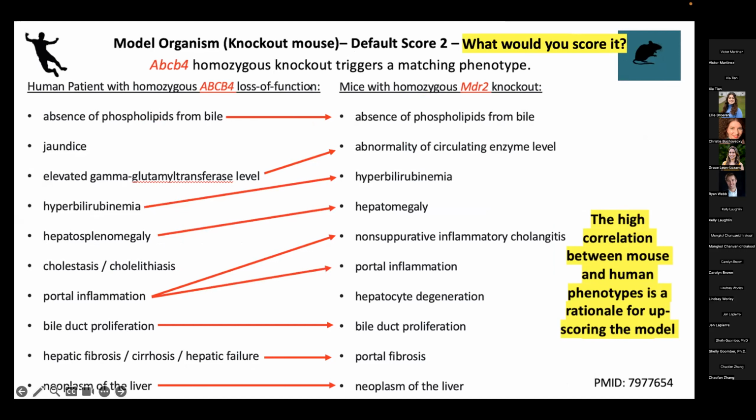This is the best one that we've looked at so far. This is a human with a very liver-oriented phenotype. You can see they have jaundice, liver enzymes in the blood, difficulty moving bile out of the liver, bile duct issues, and fibrosis. And you can see the match for the mouse is quite good. The mouse phenotypes on the right side are recapitulating just about everything. What do you folks think for this one? I think the maximum for a mouse model is 4. Definitely we're going to go above the default on this one.